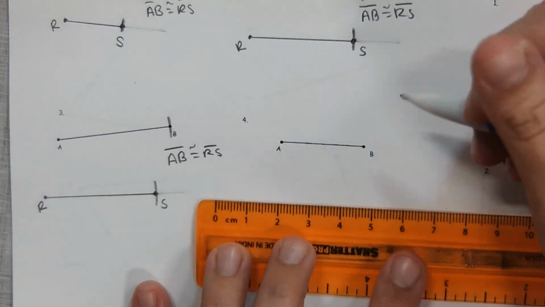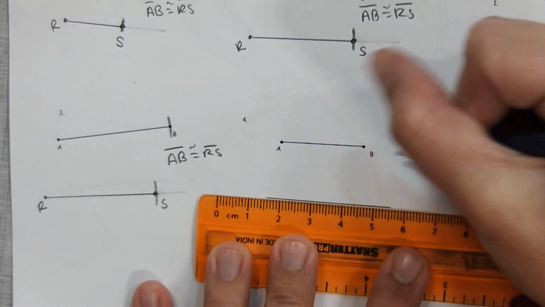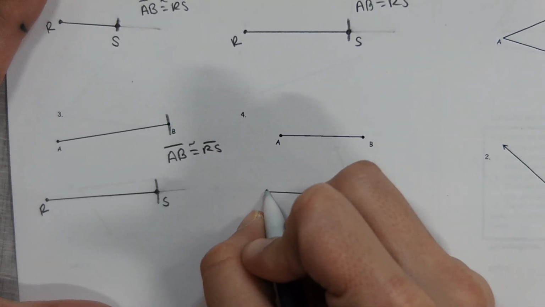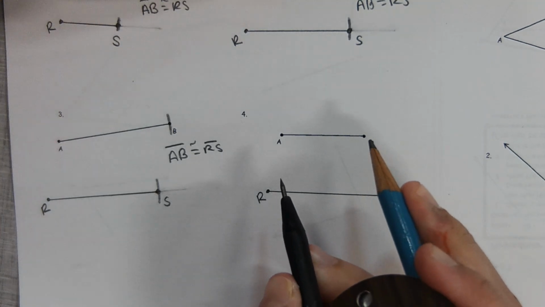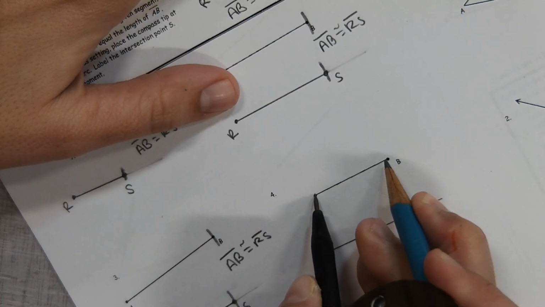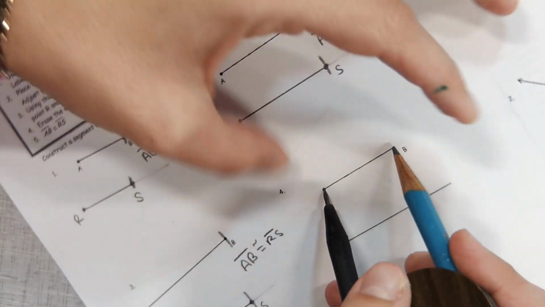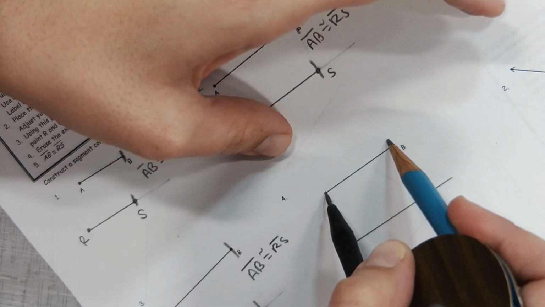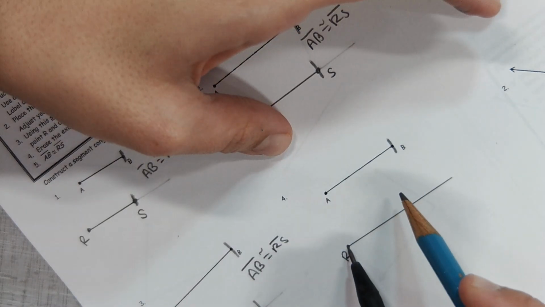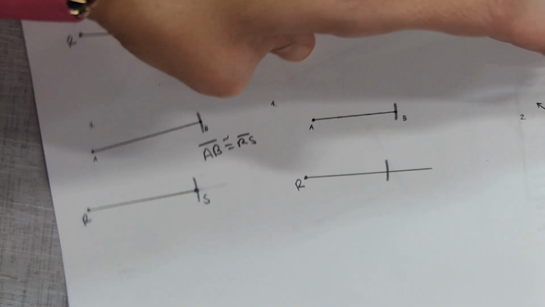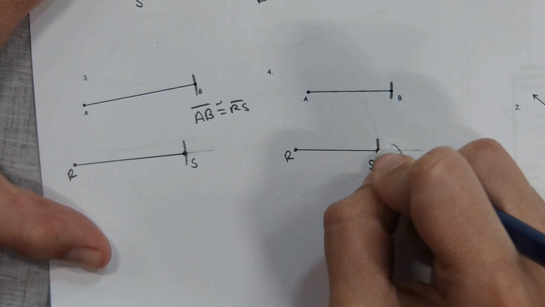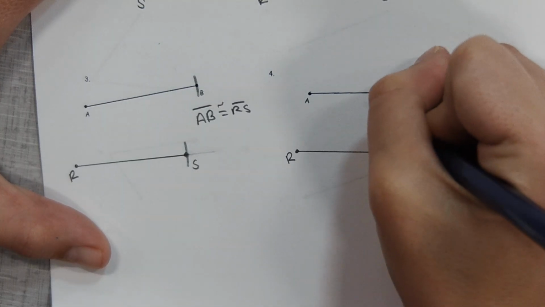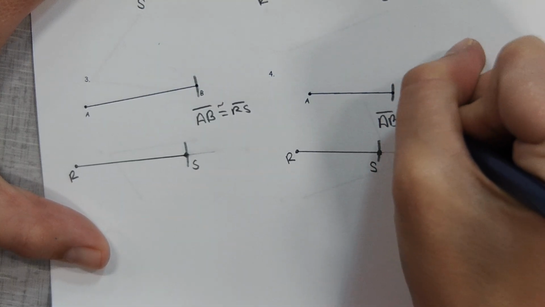Okay, number 4. Segment longer than the original. Label this R. Take your compass and measure from A to B, make it the same length. Make a mark on B. Then put it on R, make the same mark. Label this S and erase the excess. AB is congruent to RS.